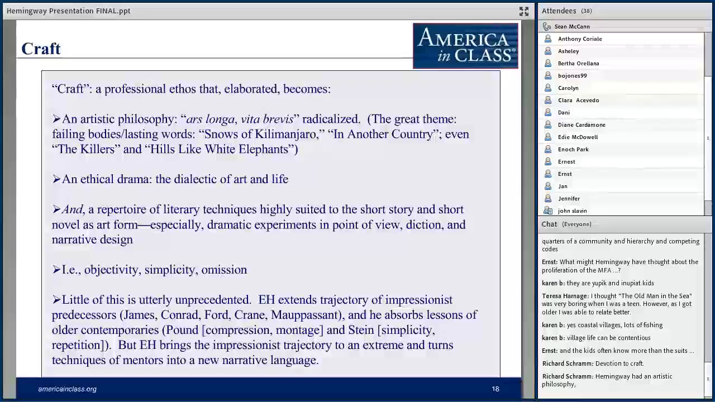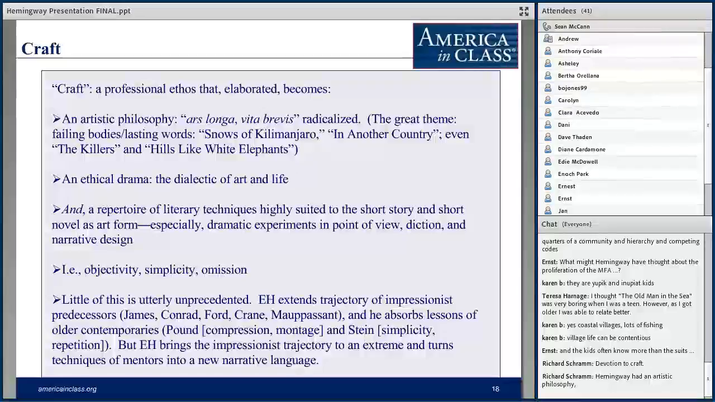And if you think more closely about the stories, you'll see again and again this kind of Ars Longa Vita Brevis theme expressed. That is, bodies fail, people die, bodies rot, they fall apart, they get broken. But literary craftsmanship, the implication is, leads to something enduring. And this is expressed in a kind of programmatic way in Snows of Kilimanjaro, in "In Another Country" as well. If you think about the contrast that is set up there between the broken bodies of those veterans and the silly machines that are working to fix them.